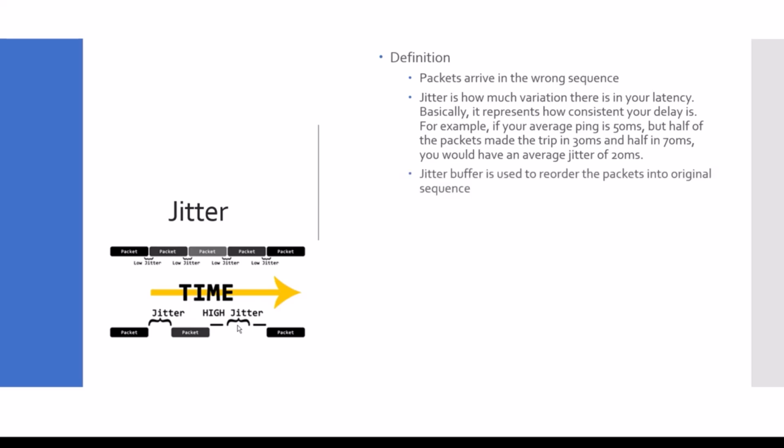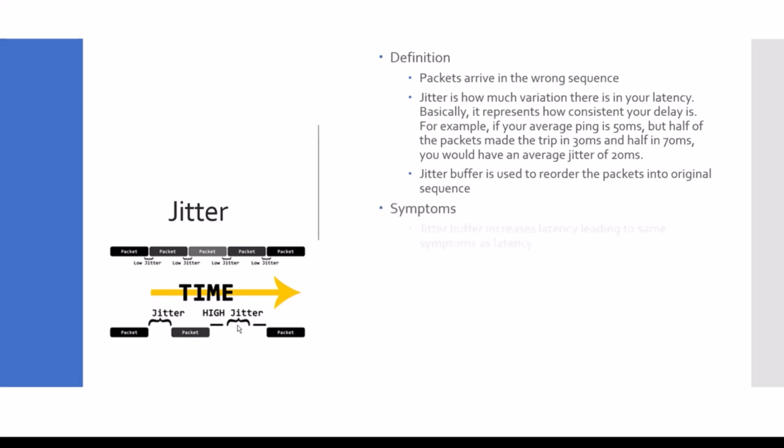Now Teams has a jitter buffer which is used to reorder the packets into the original sequence. So Teams deals with jitter by having this mechanism, this component called the jitter buffer, and its main task is to reorder those packets in the right sequence.